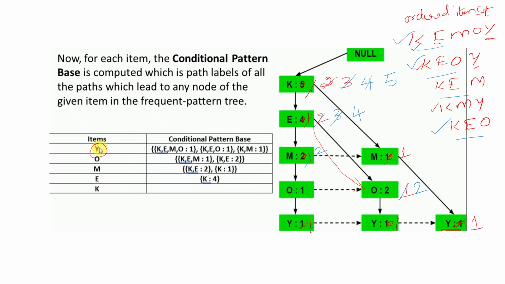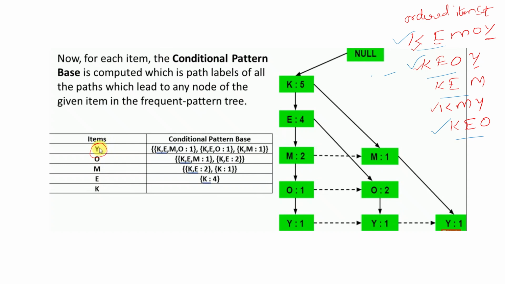Now the values become K equal to 5 times, E equal to 4 times, O equal to 2 times, then M equal to 2 times. Now we have to consider this one. We have to write the path, each path we need to write.